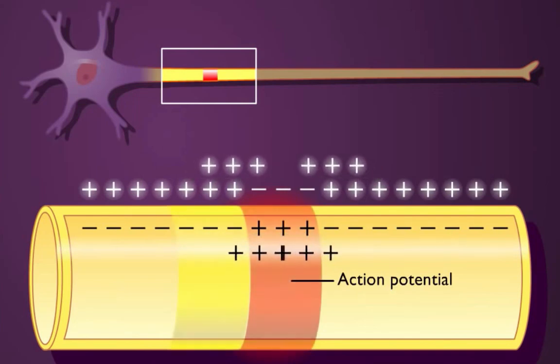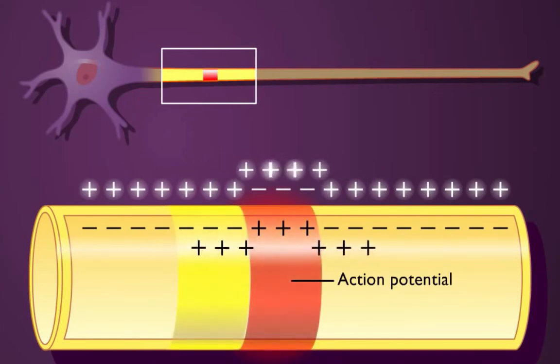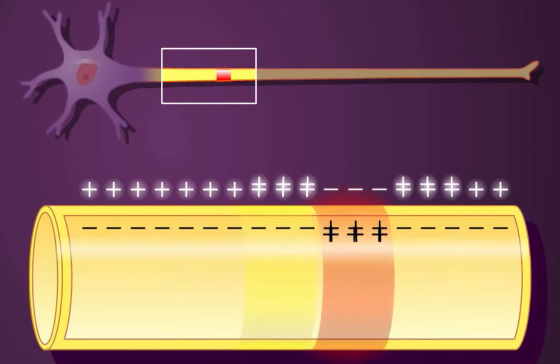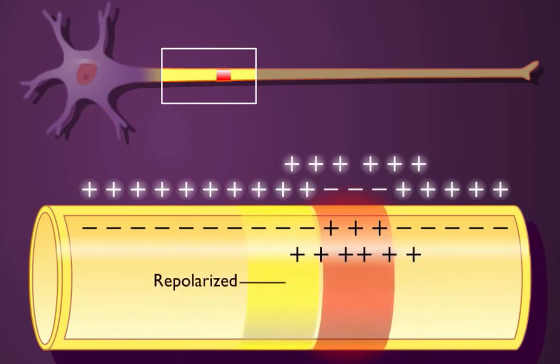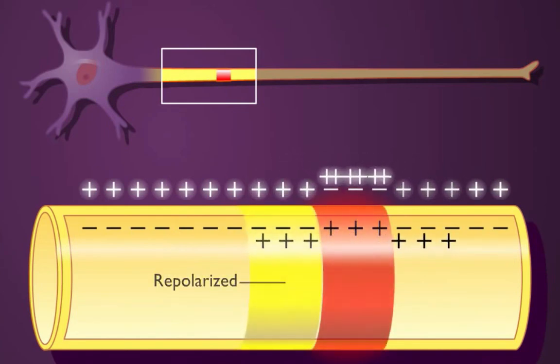Action potential propagation occurs in one direction because the recently depolarized area of the membrane is in absolute refractory period and cannot generate an action potential.